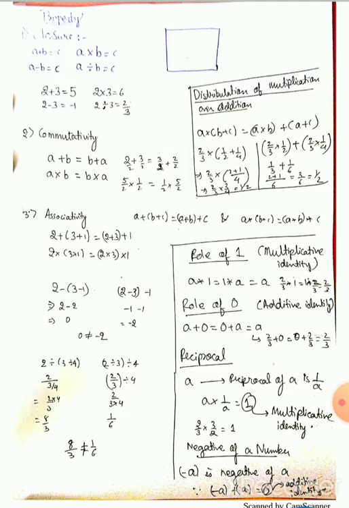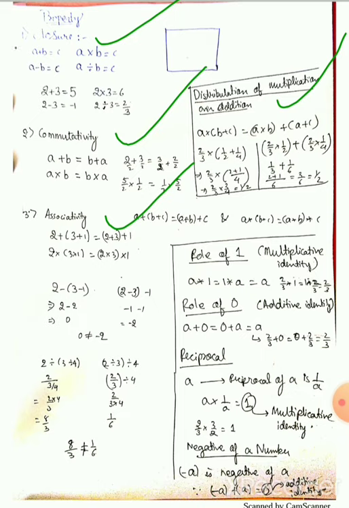These are the properties which we have to study: closure property, commutativity, associativity, and distribution of multiplication over addition. These four properties we have to study for rational numbers. Before studying rational numbers, we should watch this for other numbers such as natural numbers, whole numbers, and integers also. So let us discuss the first property, that is closure property.